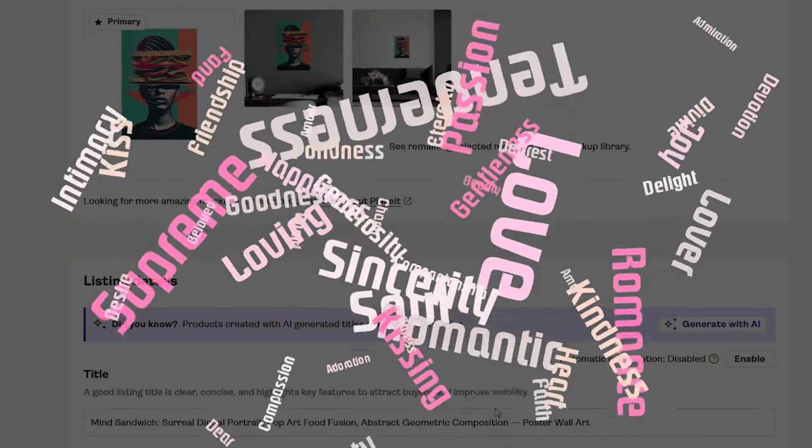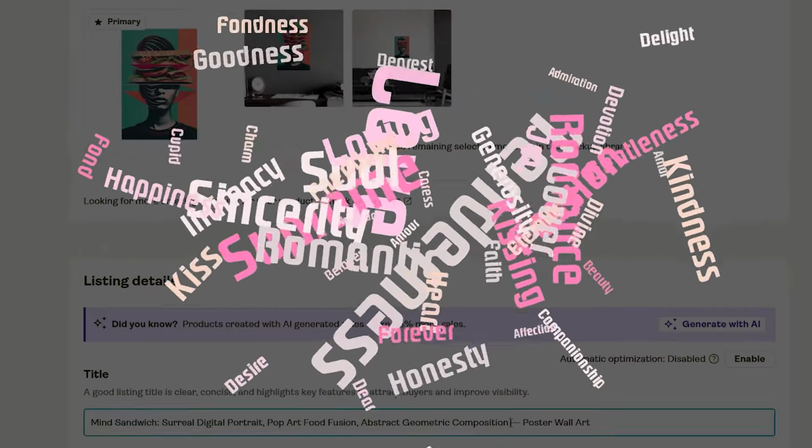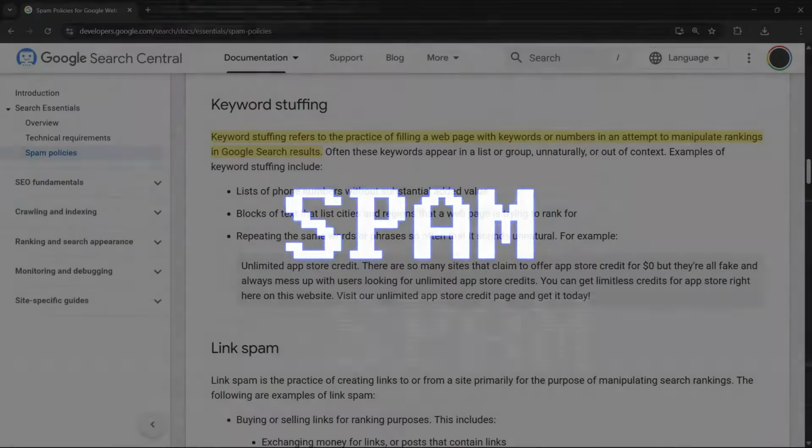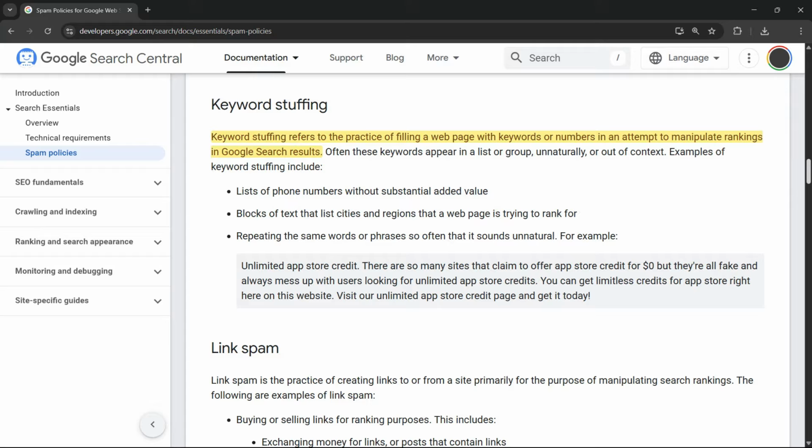You don't want to push this too far to where it's keyword stuffing. If you include 20,000 keywords inside of here, search engines obviously frown upon that. It's called keyword stuffing, and that's not likely to help your product listings.